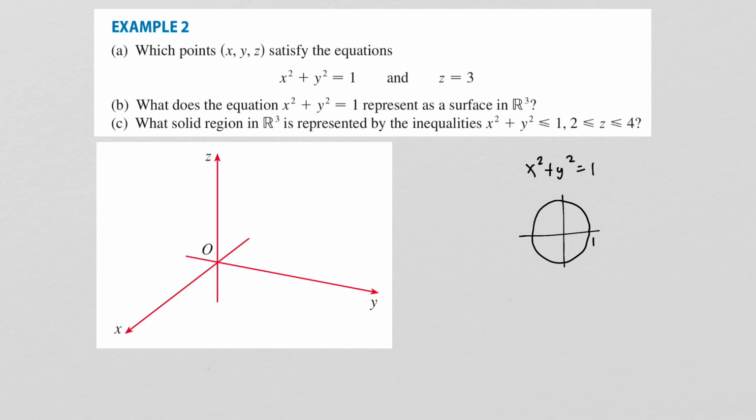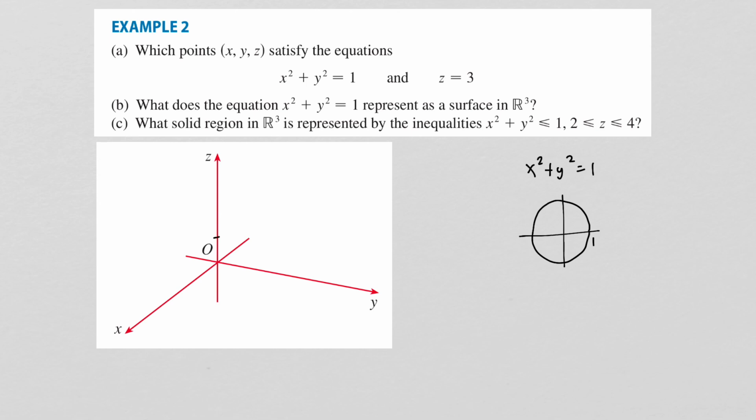So in three-dimensional space, it's going to be that unit circle on the x and y axis here, but then also z has to be equal to 3. So x squared plus y squared equals 1 and z equals 3 is going to be the unit circle, but corresponding to 3 units on the z-axis.